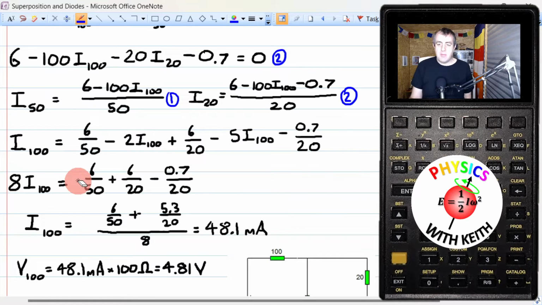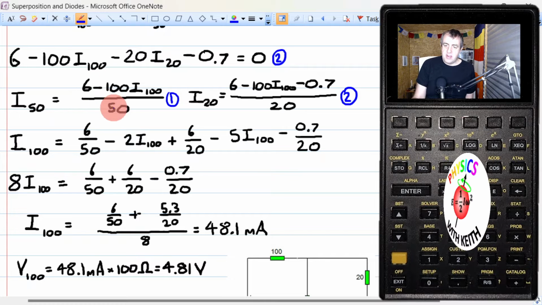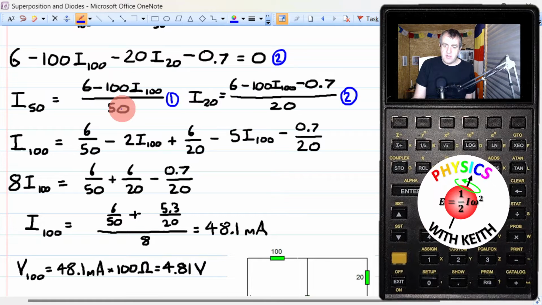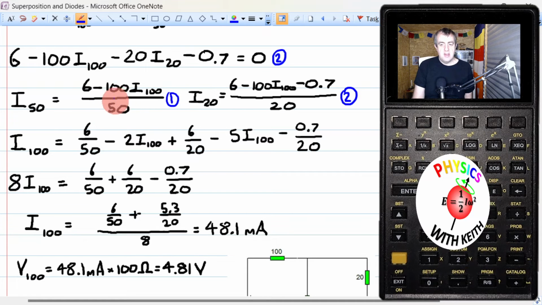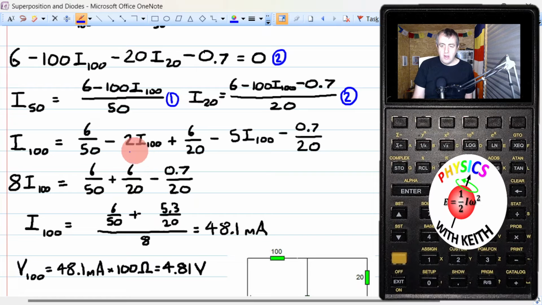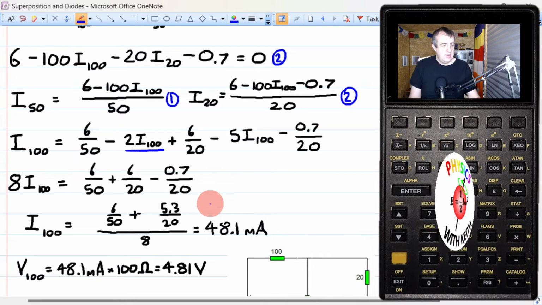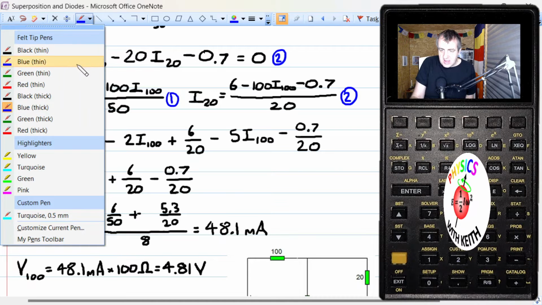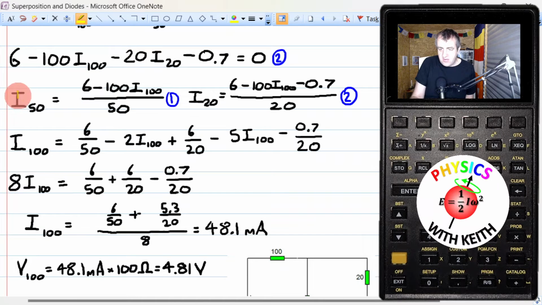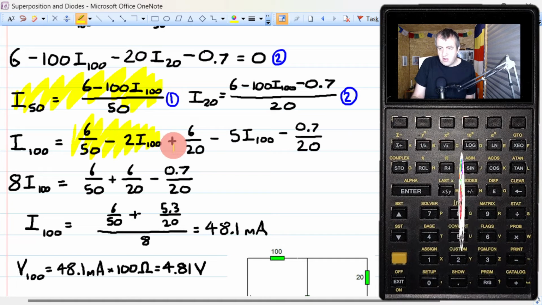Now, I've done a few steps here to make it a little bit simpler for me. So I've done 6 divided by 50, subtract 100 divided by 50 times I100. So I kind of split this fraction. And 100 divided by 50 is just 2, which is why I wrote 2 times I100 there. So I'm hoping you can see, again, using our colour coding, if this is the yellow equation here, then this is the yellow equation cropping up there.